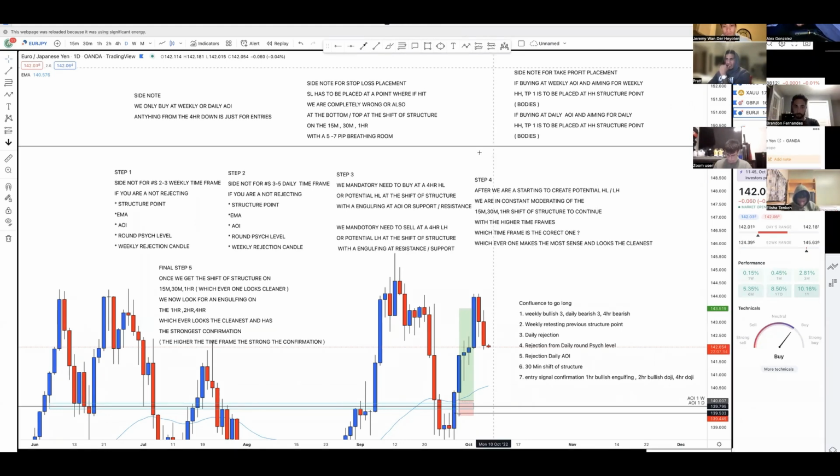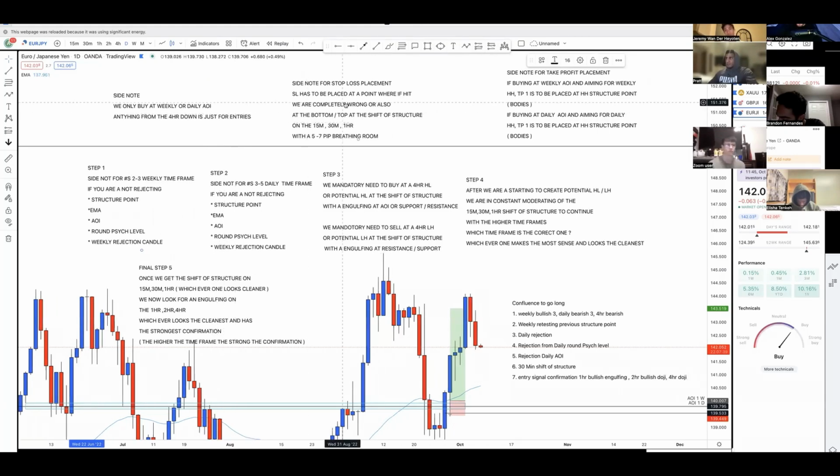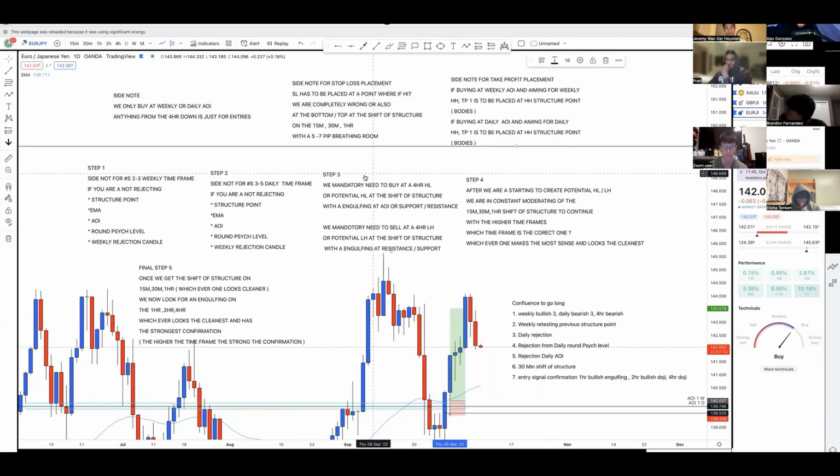Okay, so this is it. Let's just recap everything one more time. We are only going to buy at a weekly or daily area of interest. Anything from the forward down is just for entries. When it comes to stop loss and take profit placement, we'll cover that when the time comes. Step 1, on our weekly time frame, we need to be rejecting one of these points right here.